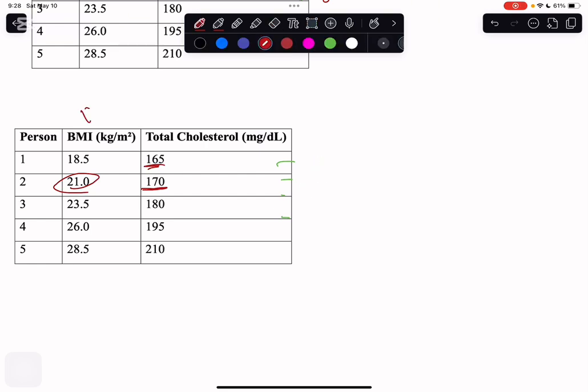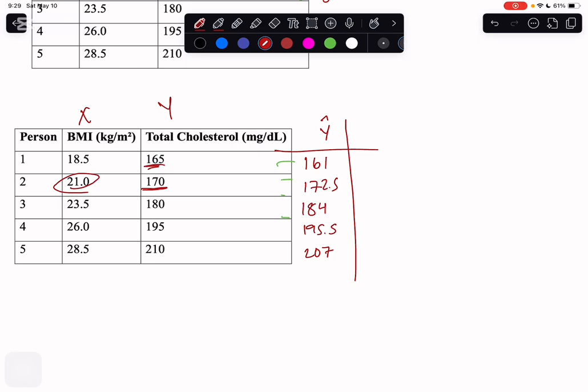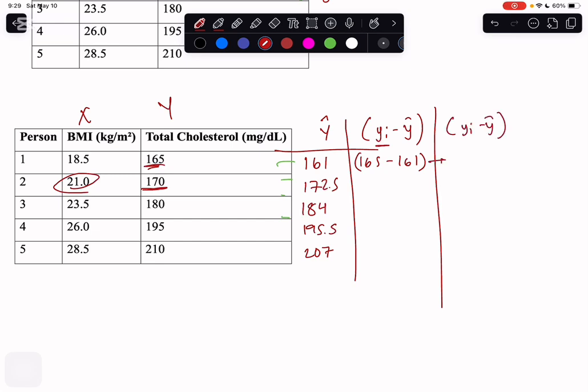Okay, so we said this is the x, this is the y, and we're going to find the y hat now. So we're going to get some values. The y hat, the first one was 161, the second is 172.5, 184, 195.5 and 207. Now if you go back to the equation, there was yi minus y hat, which is basically the original y, so 165 minus 161. You're going to get the value for each one, and then you're going to take each yi minus y hat and square all of them.